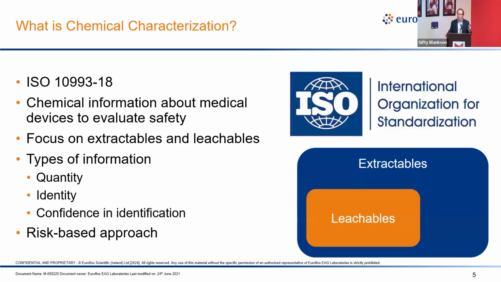So moving on, what is chemical characterization? When we characterize something, it's providing chemical information, right? And it can be lots of different things. But what we're doing is we're doing it for the purpose of informing medical device safety. The standard we do this under is the International Organization for Standardization 10993, Part 18. This is part of a broader section just about biocompatibility. Biocompatibility is: is this material compatible with living cells, right?